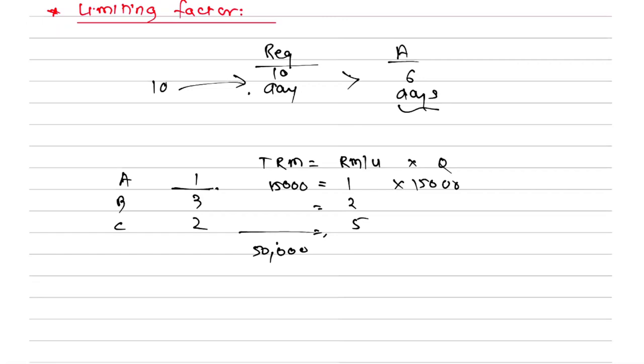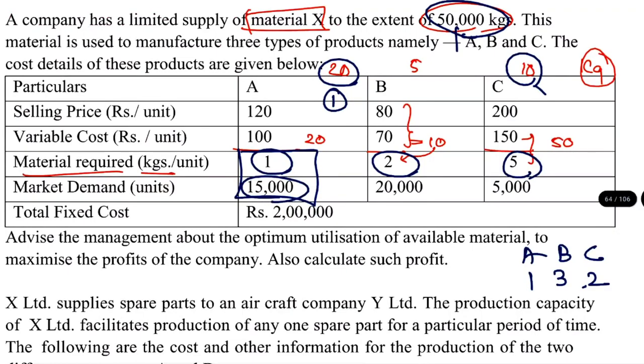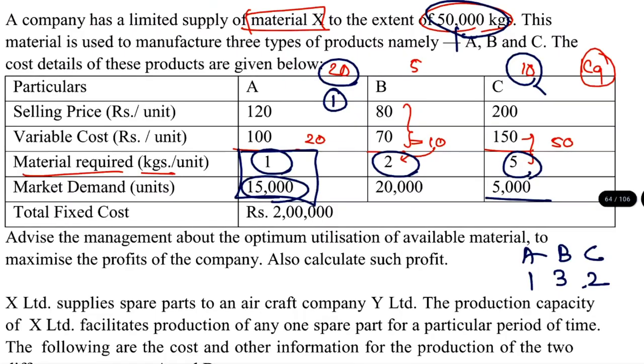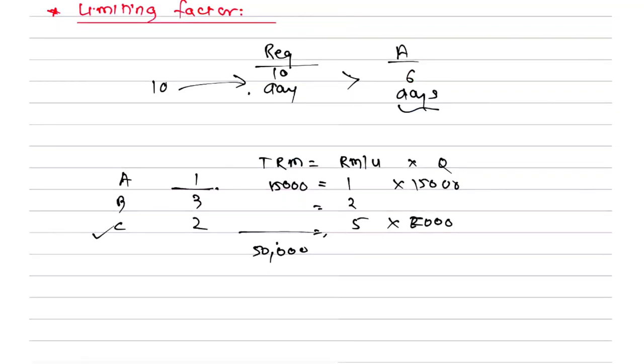Now let's go for ranking number 2, which gives you higher money. That is C. What is the market demand? If you check, that is 5,000. 5,000 into 10 if you do, wait a second, what was to be done? 5 into 5,000, sorry. 25,000.